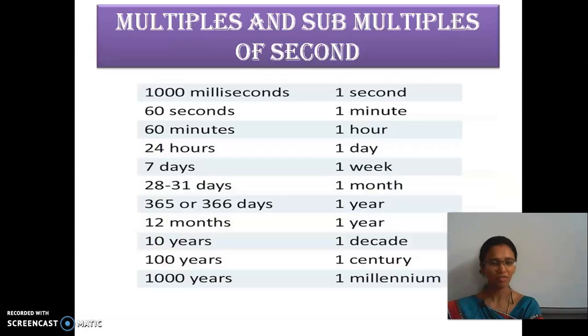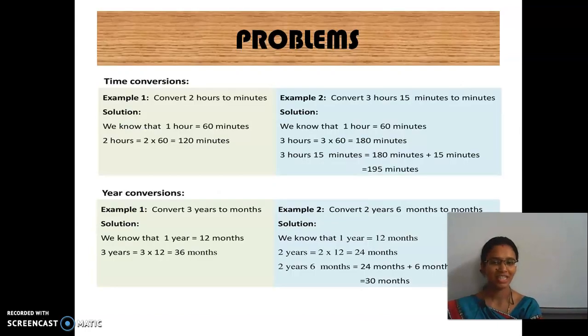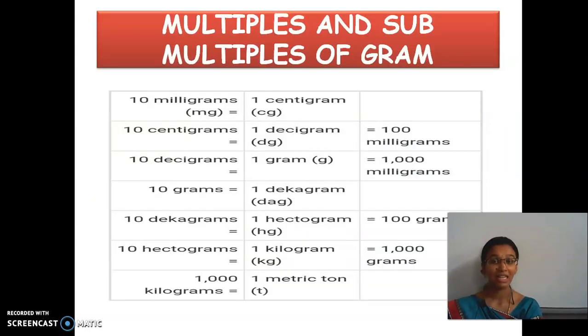Then we have seen a problem, and these are the multiples and submultiples of time. It's very easy, right? We have seen some problems also. I hope you are clear with this. If you have any doubts, just ask me. Then multiples and submultiples of gram. The important thing to keep in your mind is 1 kilogram is equal to 1000 grams. 1 ton is equal to 1000 kilograms. These are the important ones. Others you can read.